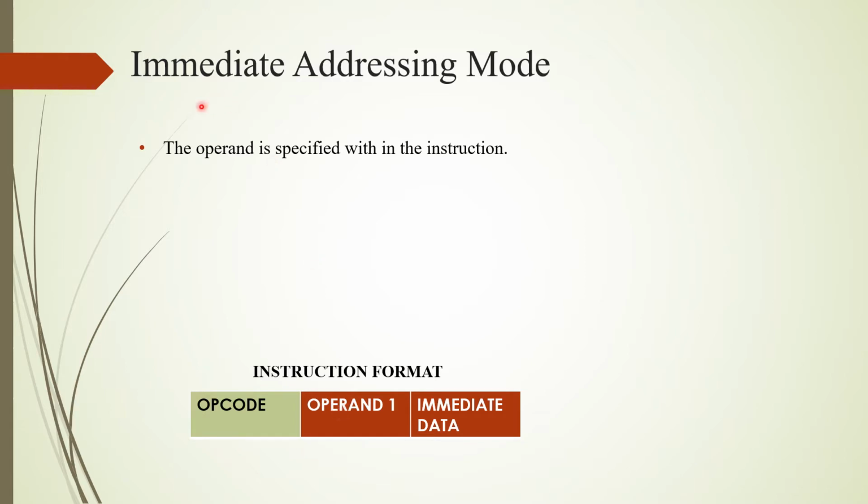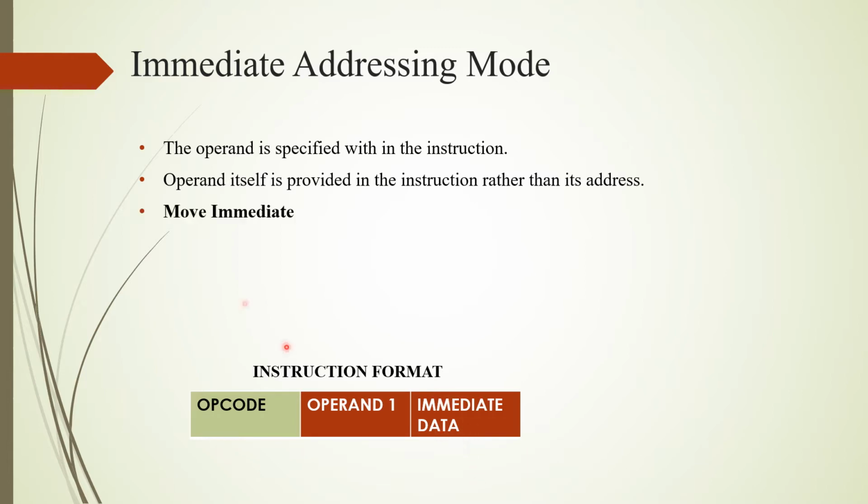Here, in immediate addressing mode, the first operand can be any register and the second operand will compulsorily be immediate data that we want to load into any of the registers of the processor. The operand itself is provided in the instruction rather than its address. So what data we want to store into the register or what data we want to operate on will be directly mentioned in the instruction.